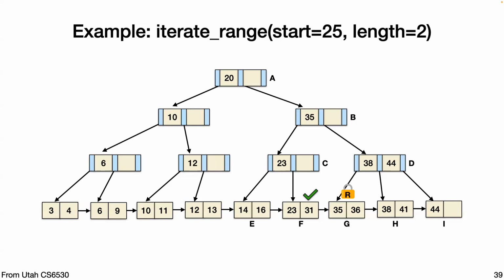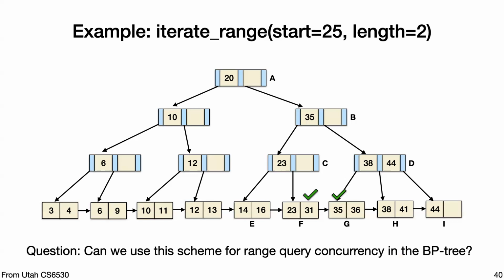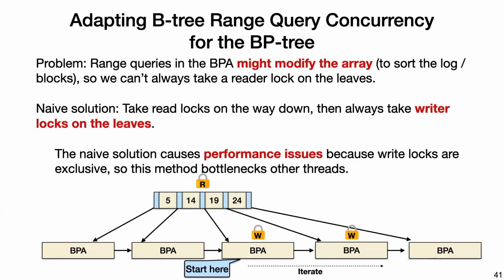Yes, exactly. So the reason is that in the regular B-tree, you could take read locks always because you're just reading. But in the B+ tree, it becomes more complicated because sometimes you have to sort. The problem is that range queries may modify the array because you need to do a sorted step-through sometimes.